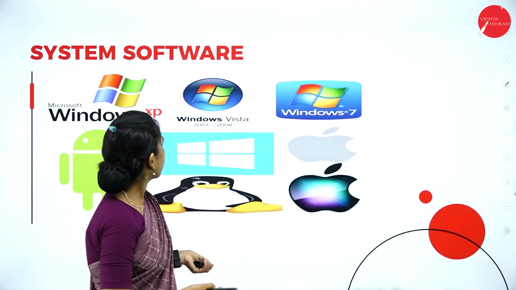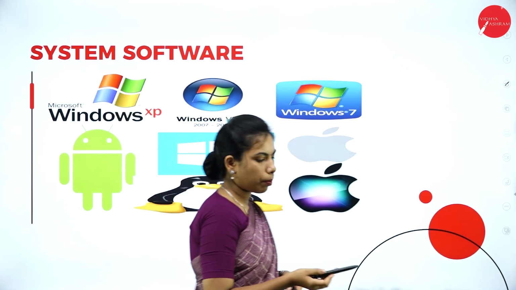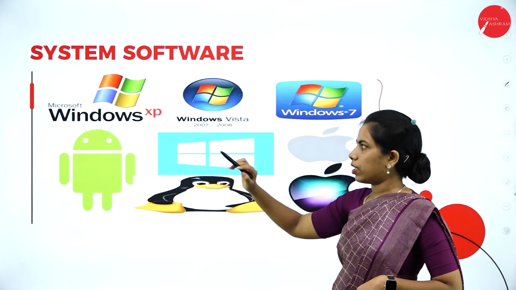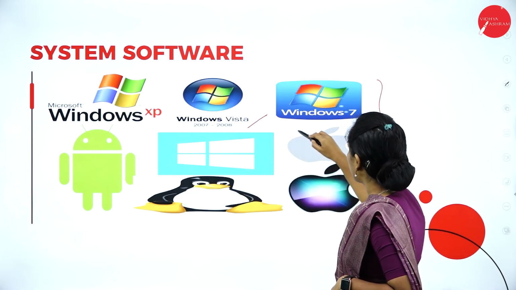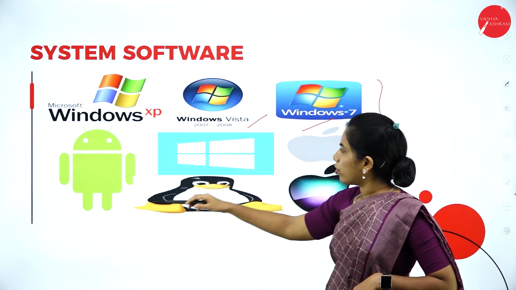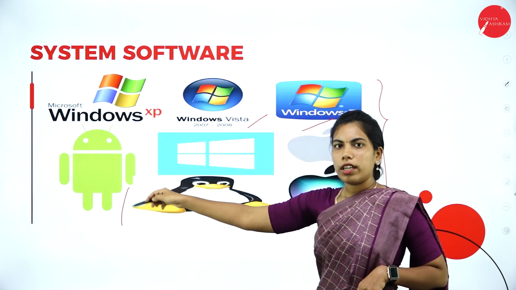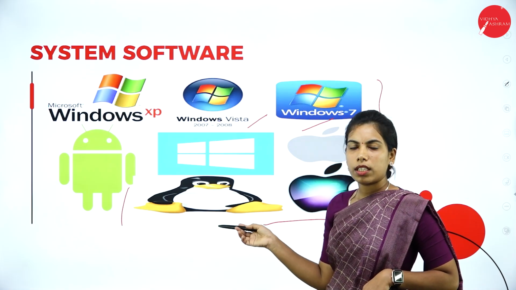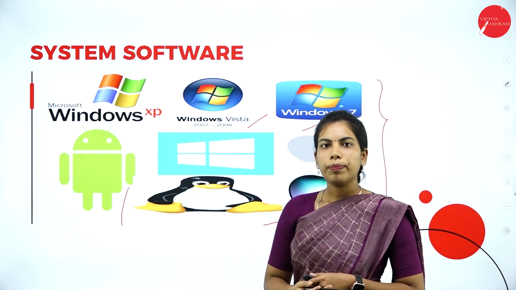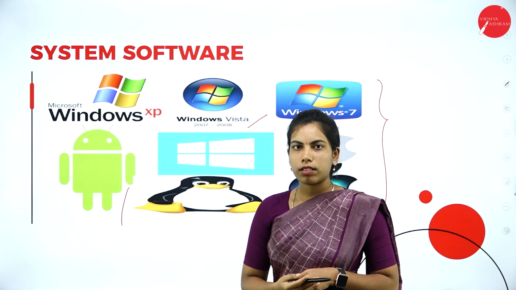The next one, here you can see the pictorial representation. For the visual representation, you can see Windows software, Windows 7, and also Android software, that is Android OS, and also Mac OS and Linux. These are some pictorial representations of your system software.